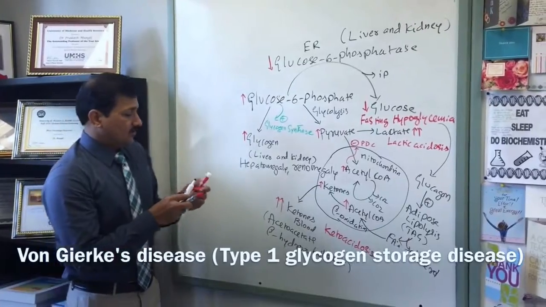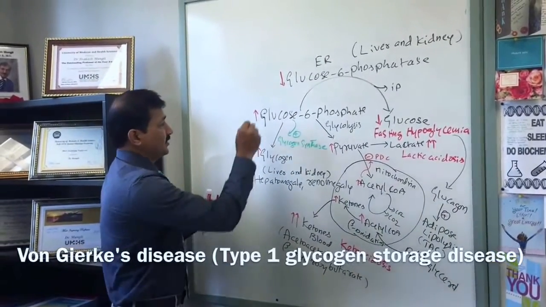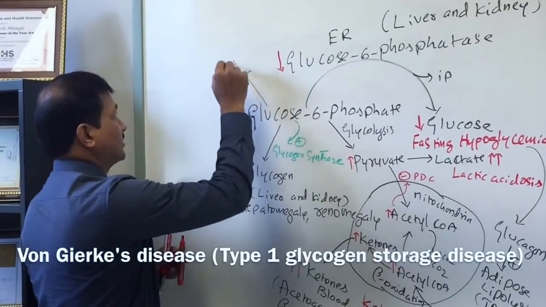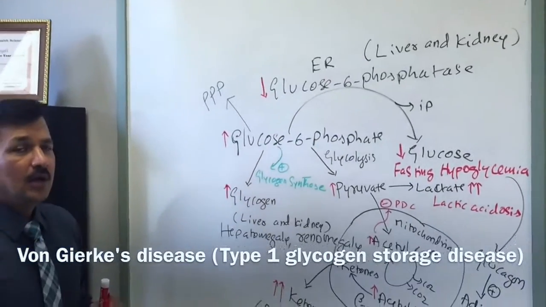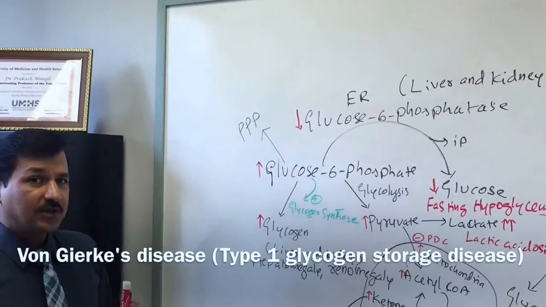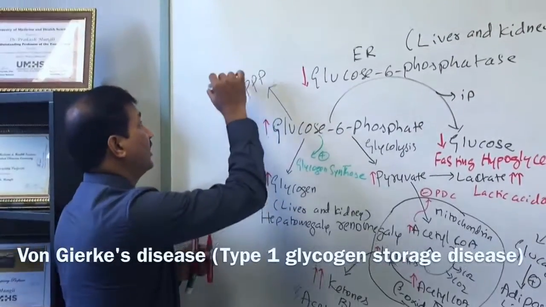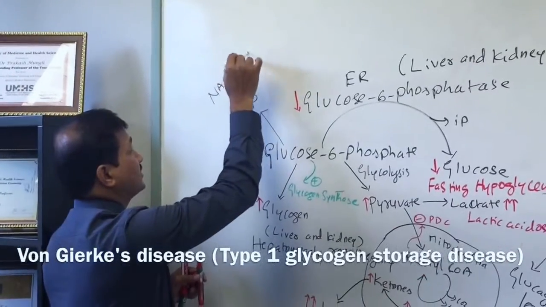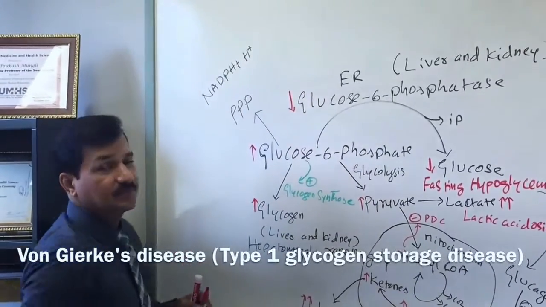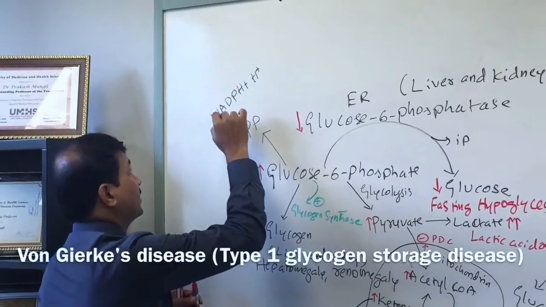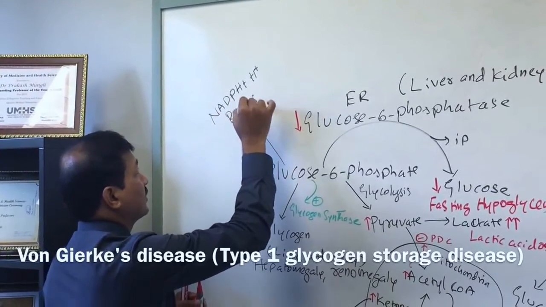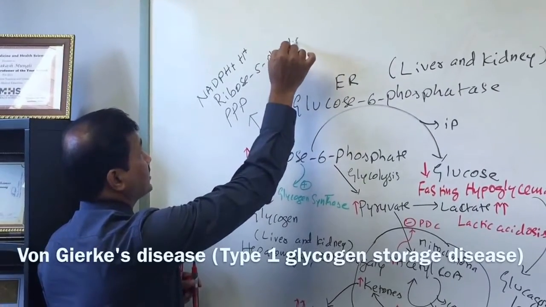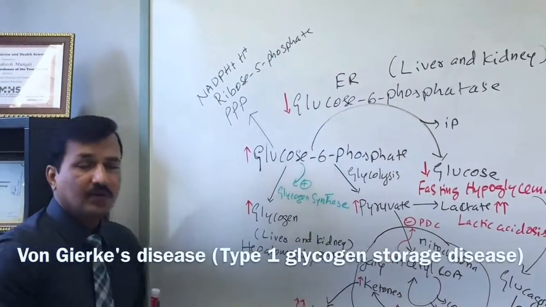Now, the other fate of glucose 6-phosphate is that it can go into the pentose phosphate pathway. One of the products of the pentose phosphate pathway is NADPH plus H plus, and also you are going to get ribose 5-phosphate.